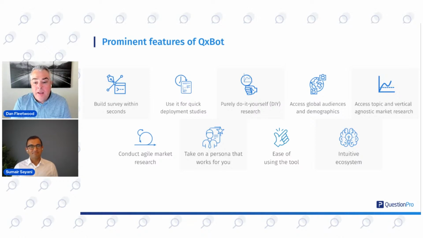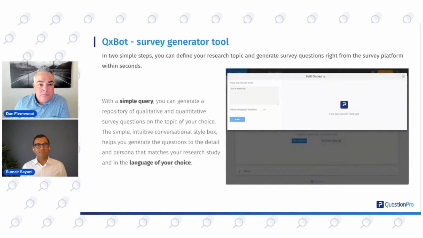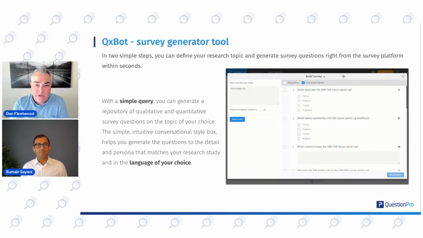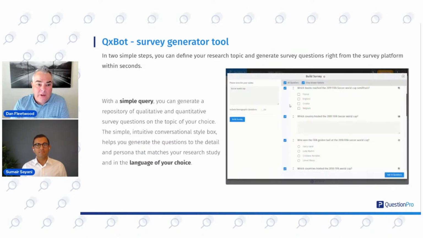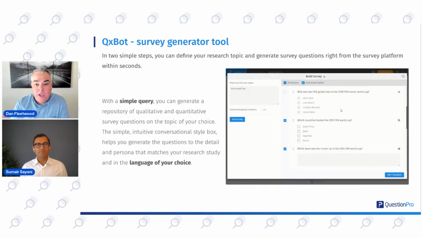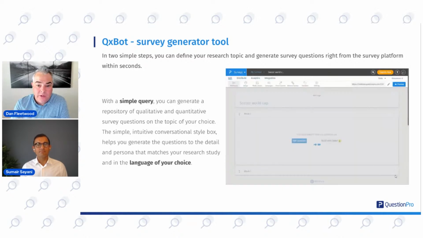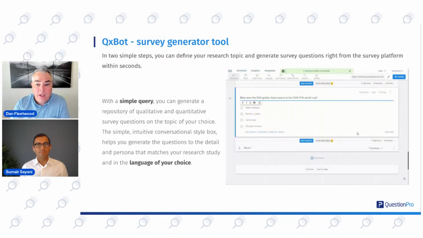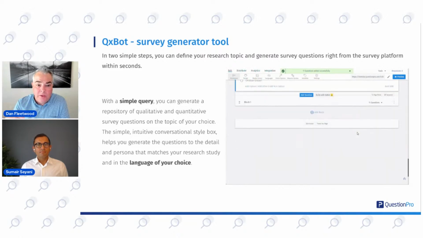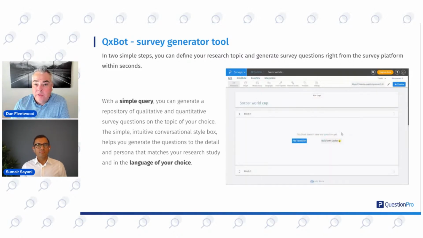It's great for that. And then it's an easy to use, intuitive system, and you can do it yourself, I think, which is really opening the door and helping to democratize research as well. So what does this look like practically? You'll see here on the right-hand side the survey generator tool, you insert a prompt. In this case, it's Soccer World Cup. In seconds, rather, it creates the survey for you.